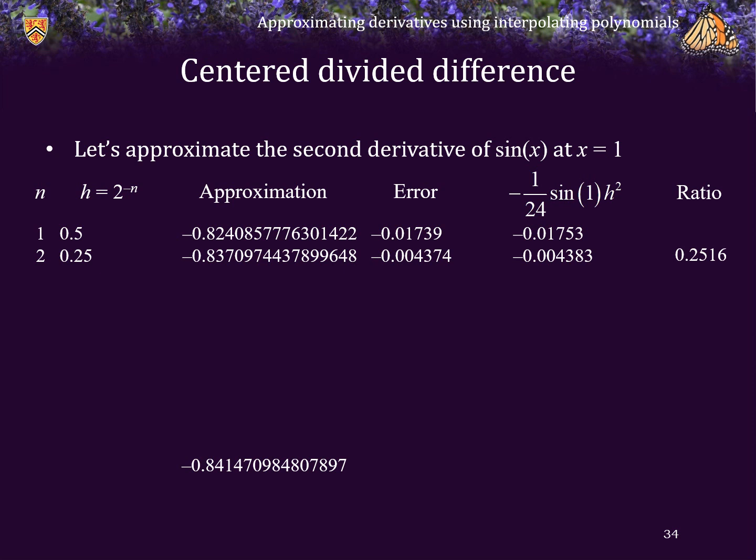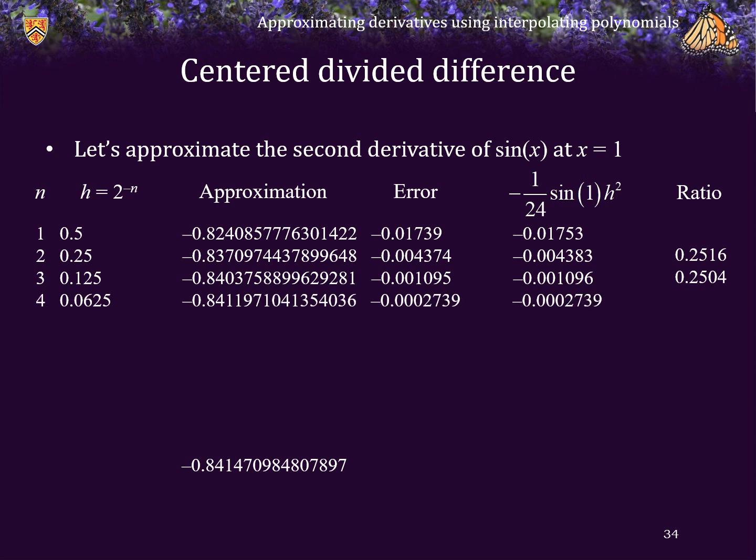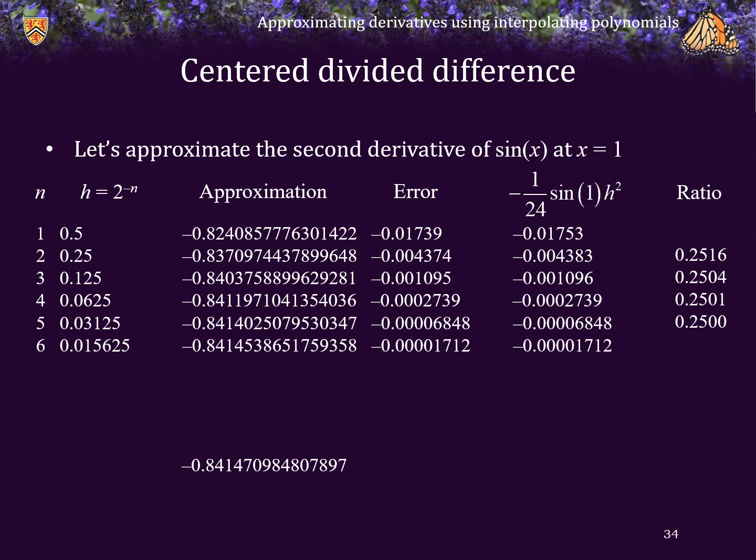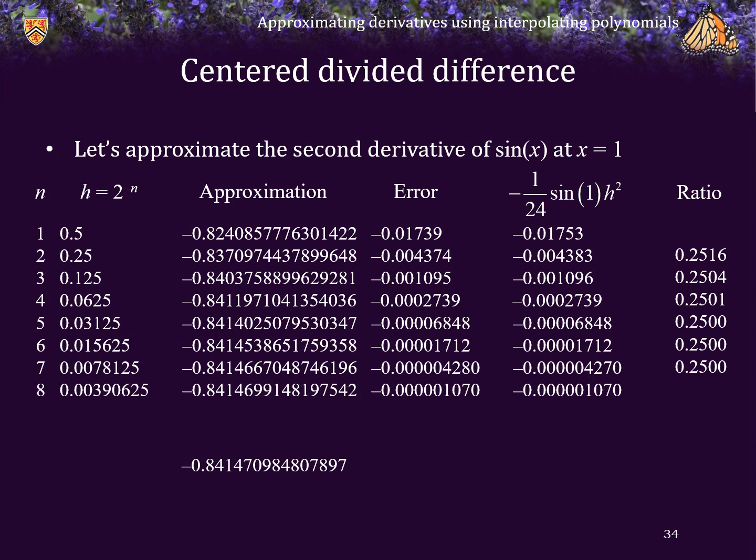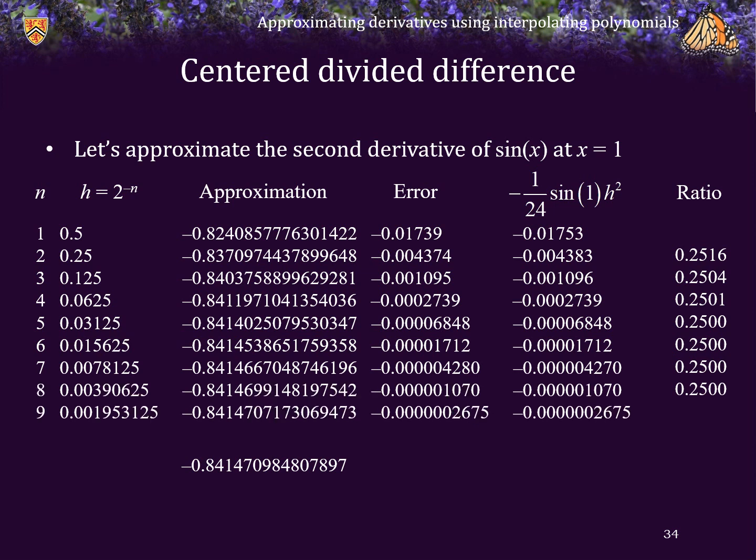In fact, you can see that the error is already dropping by almost exactly 1/4. Again, with each subsequent approximation, the error is dropping by 1/4. Divide h by 2, and you can see that the error does again drop by a factor of 4, and so on and so forth. And we are getting better and better approximations of the result.